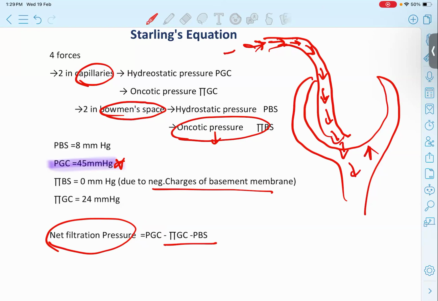This is the hydrostatic pressure of the capillary. This is promoting filtration. This is promoting plasma to pass through this layer. But the hydrostatic pressure of Bowman space is the opposite pressure, so it is opposing the filtration. As well, the oncotic pressure of the Bowman space is 0. You can write 0, but it doesn't make any sense. So this is why we don't discuss this pressure, because its value is 0.